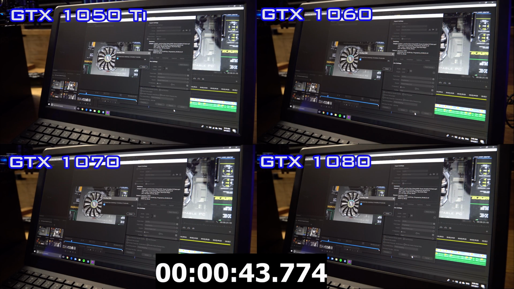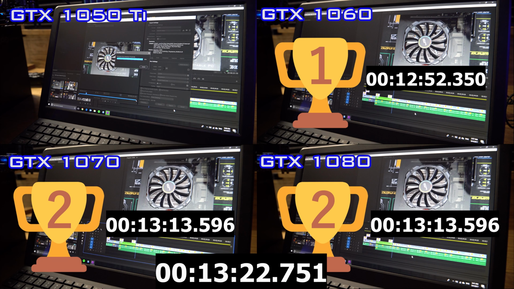In the second test, I rendered the video out for each GPU in the YouTube 4K H.264 preset. In this testing, the GTX 1060 came in first with a time of 12 minutes and 52 seconds. The GTX 1080 and 1070 tied with a time of 13 minutes and 13 seconds, and the GTX 1050 Ti came in last with a time of 14 minutes and 22 seconds. So let's move to the next testing rig.